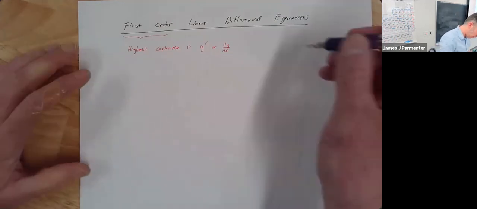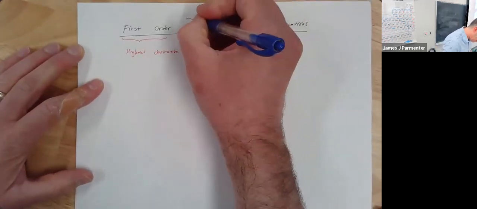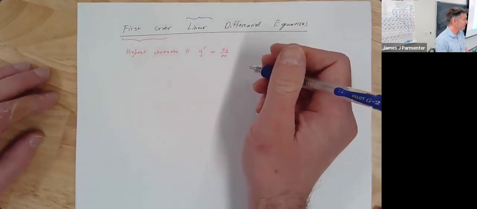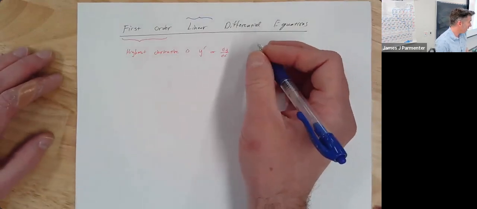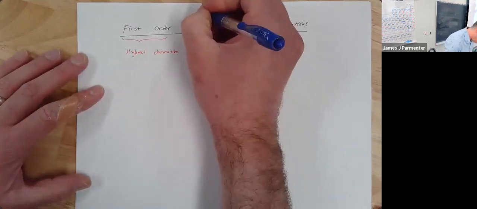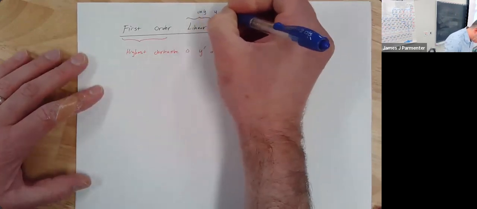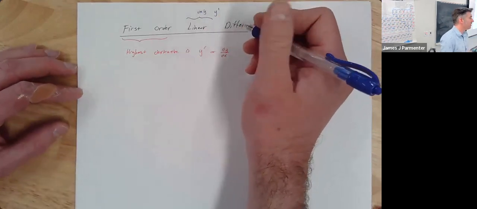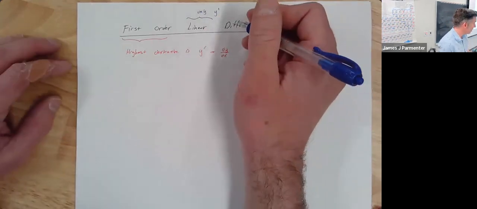And then the linear part means that you don't have any other powers of y. It's linear in the variable y. So only a y to the first. No y squared, no square root of y, nothing that makes it non-linear in the y.